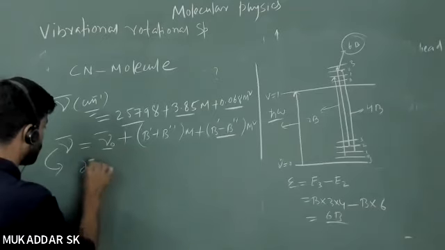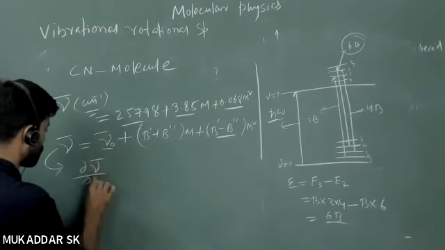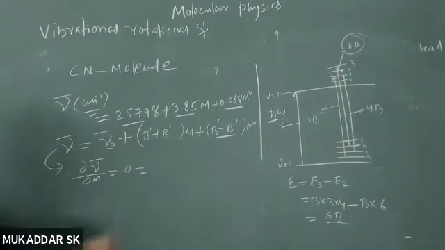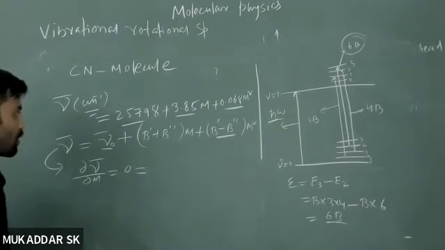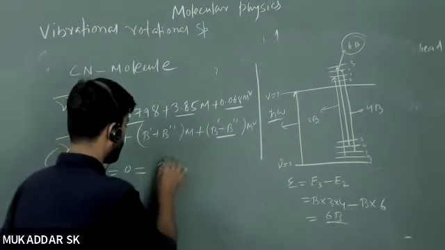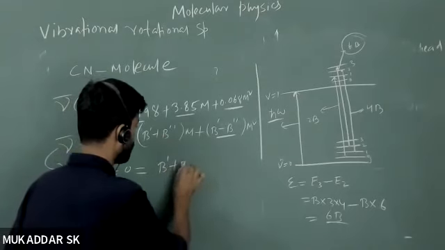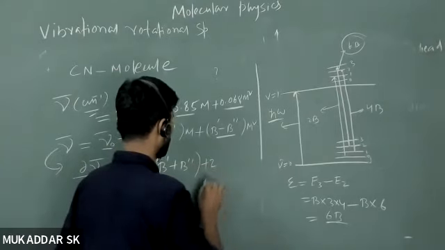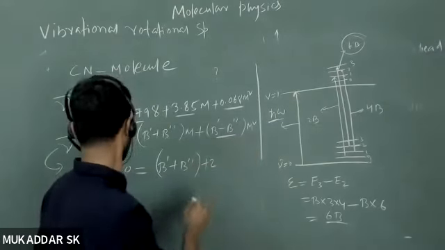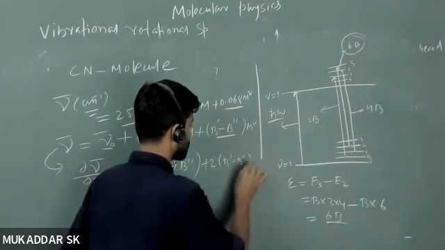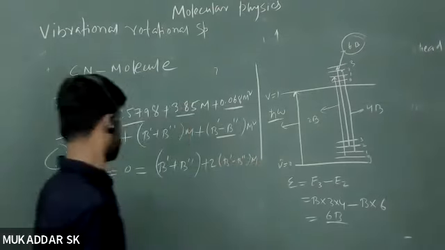So del nu dash by del m bar actually, and that will be 0. I have to set it because this is the value of m at which nu is maximum. So if you calculate it, the first term will give 0, and the second term will provide you B dash plus B double dash, and of course the last term will give you 2 B dash minus B double dash m, right?